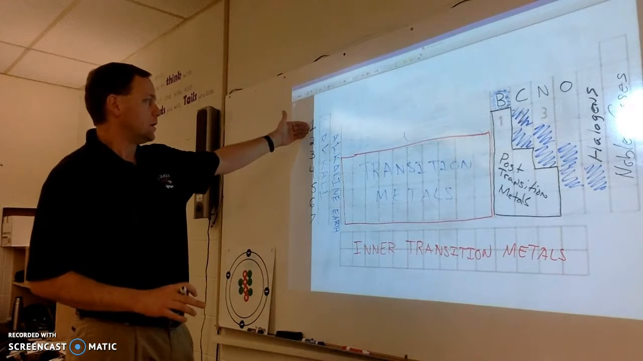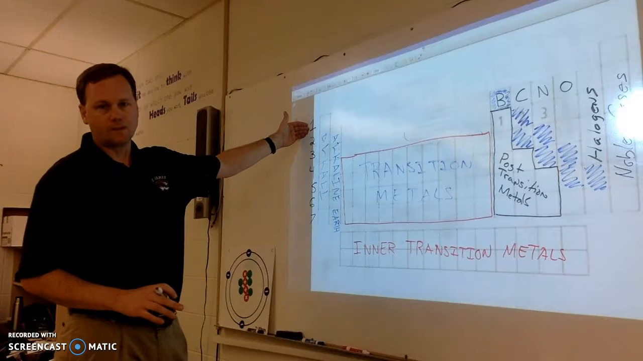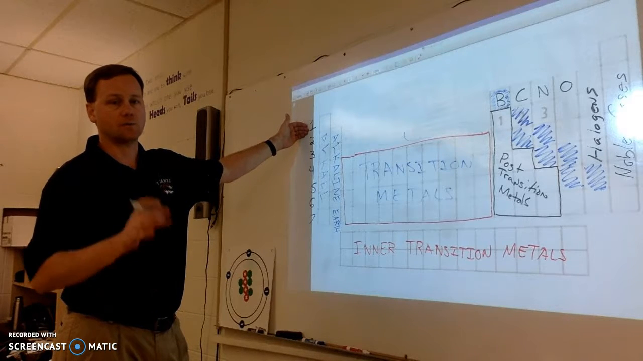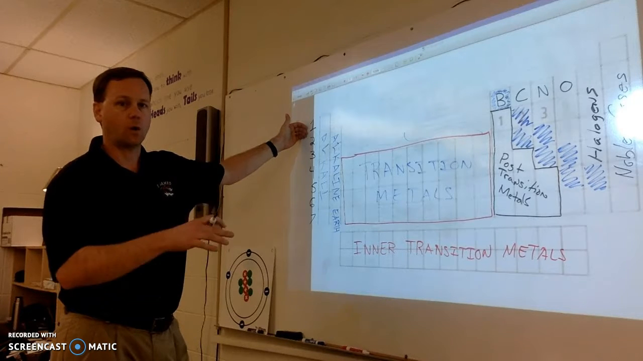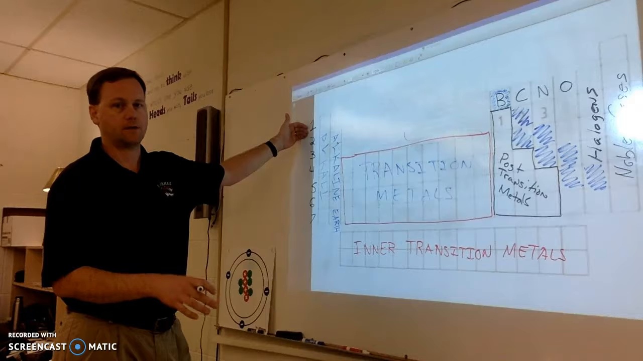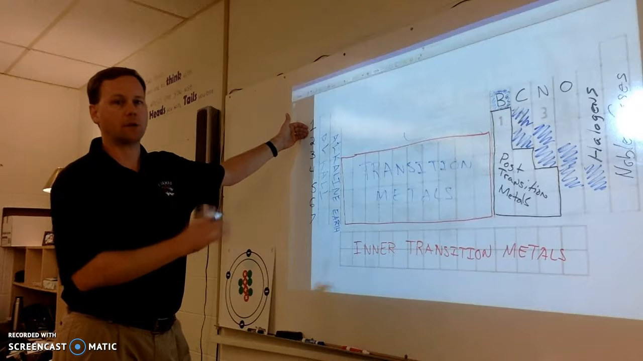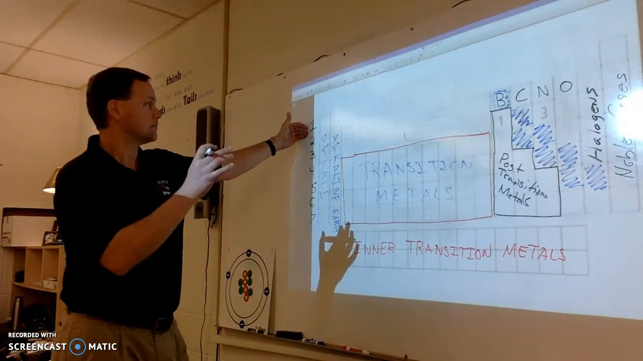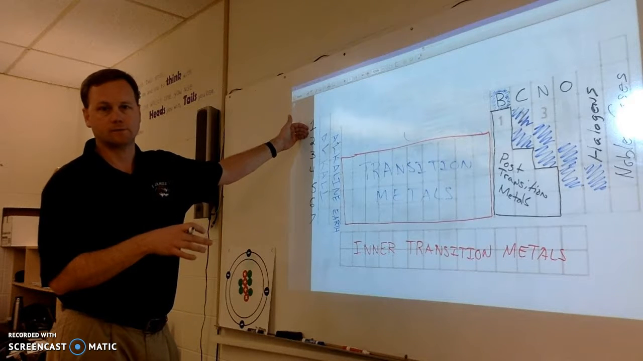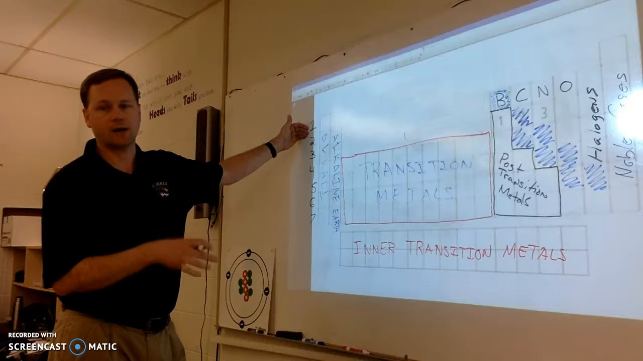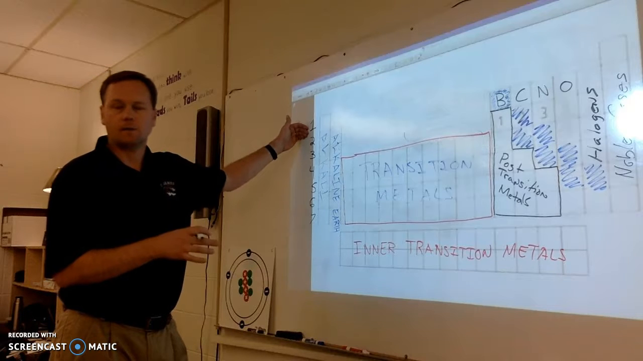Now, what you need to know is that it's the outside electrons that are involved in chemical reactions. The outside electrons are what form bonds. Chemical reactions form and break bonds. So the outside electrons are what take place in bonding. That's what takes place in bonding, your outside electrons.